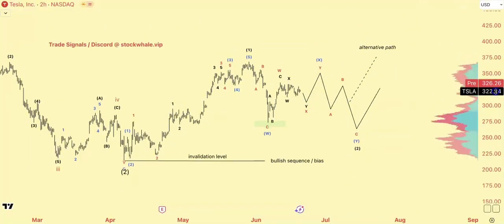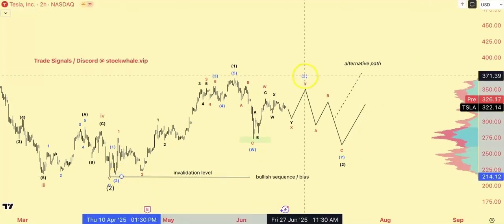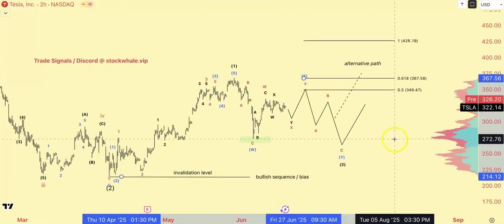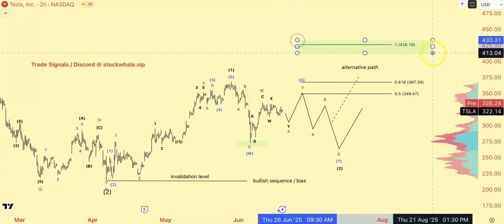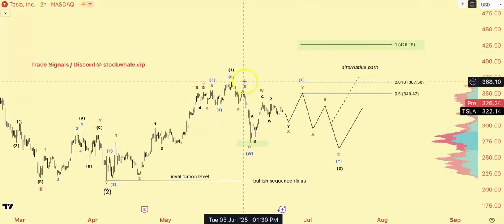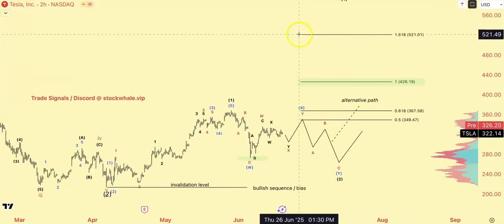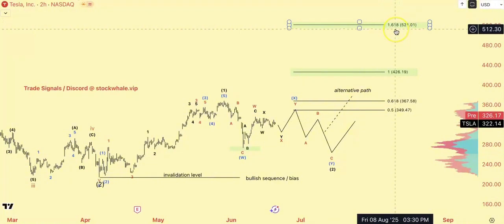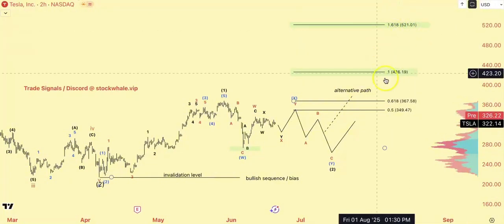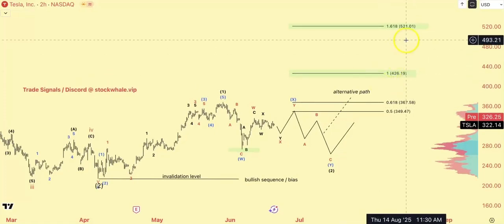So let's take some one-to-one extensions. From the swing lows to the swing highs, down to the swing lows, you can see we're looking for 426 as that next measured move, as well as 521. This would be a wave 3 target for Tesla to push forward. Okay, so these are the areas that I'm looking at. Hopefully, by the end of this year, we can get to 426, we can get to 521.